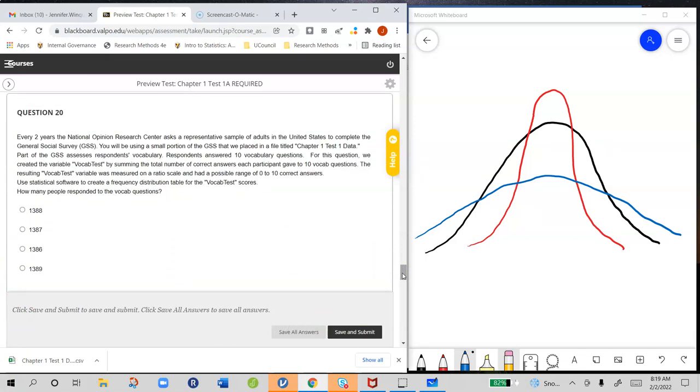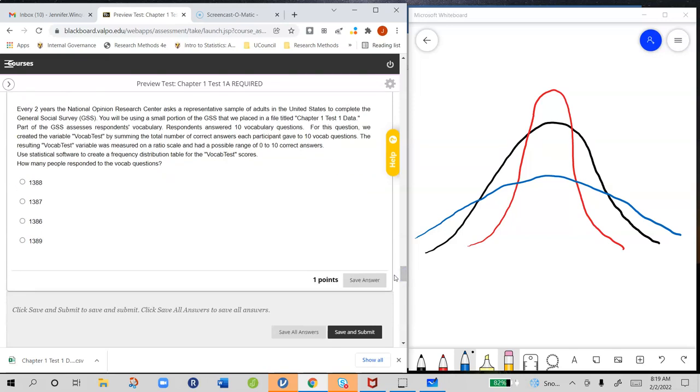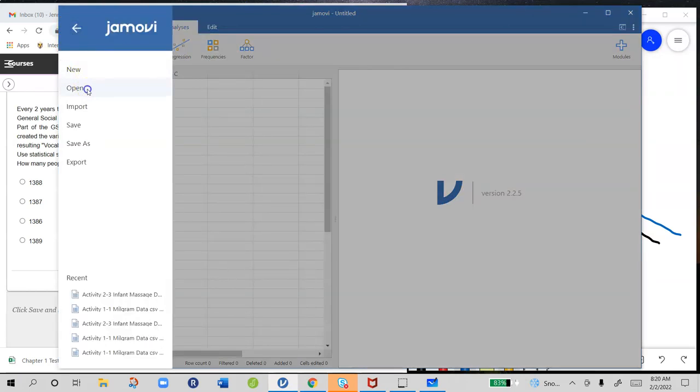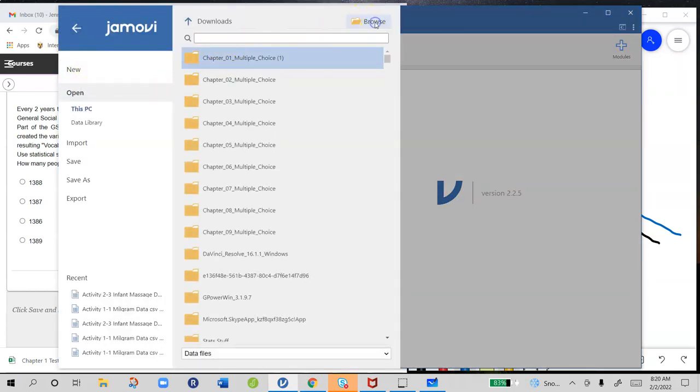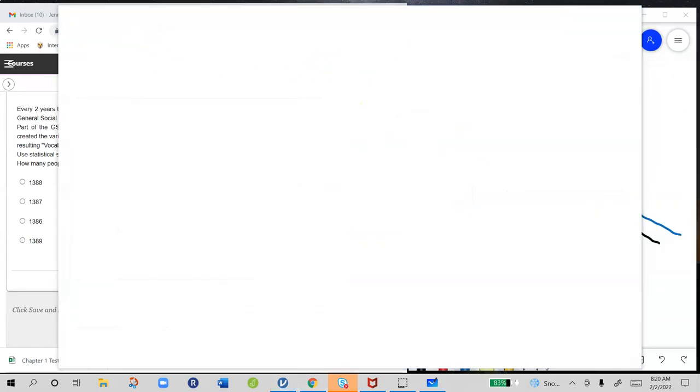Number 20. Okay, so starting with number 20, we're going to be analyzing data that you're going to need to download and enter into Jamovi. It's what we're using this semester, but you could do this really with any software package. And what we're looking at here is people's answers on a vocabulary test. They're asked 10 vocabulary questions, and we want to know the number that they got correct. So I'm going to open this up in Jamovi. Open my data file, and I have it just saved to my downloads folder. You're going to have to find where yours is downloaded.